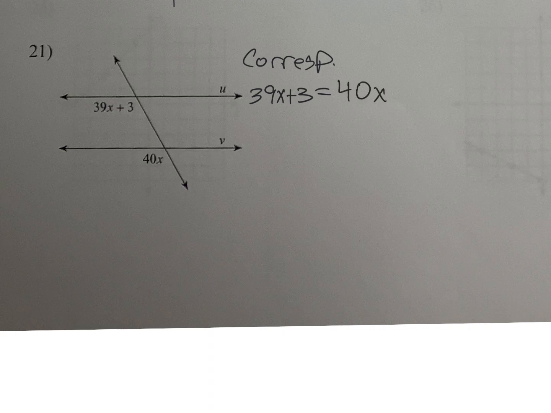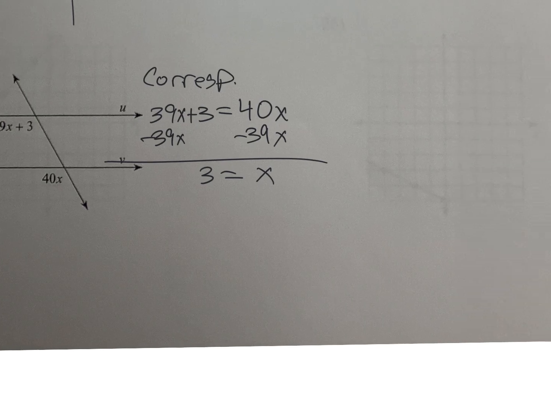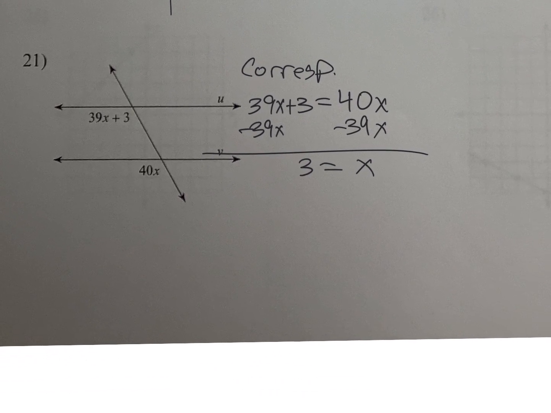So I have an x term by itself on the right, so let's move the 39 to the right to be with it. So 3 equals 1x. Done. Keep everything nice and neat, and it shouldn't be an issue. Okay? 22. Oh, must be on the other page. All right, next page.